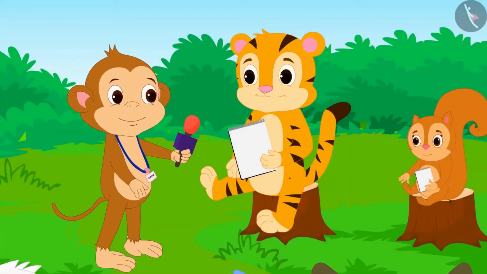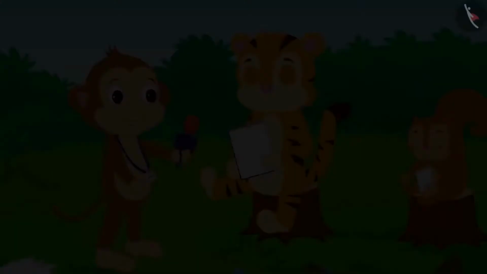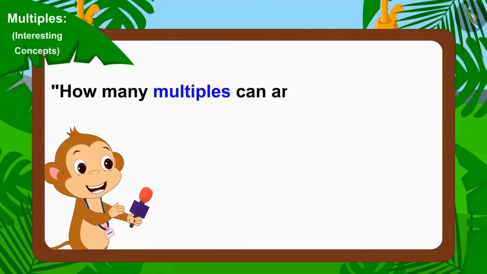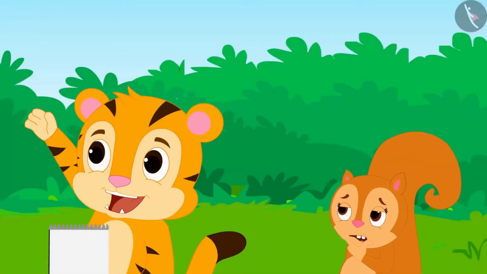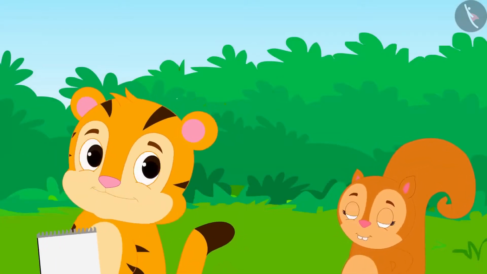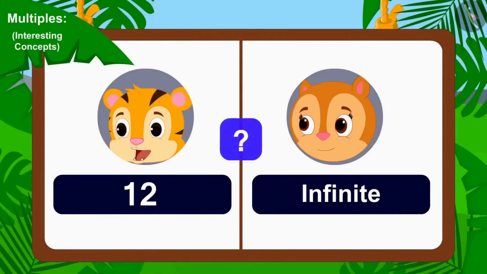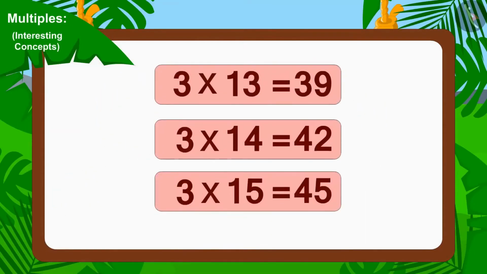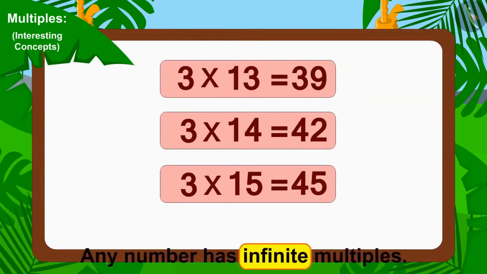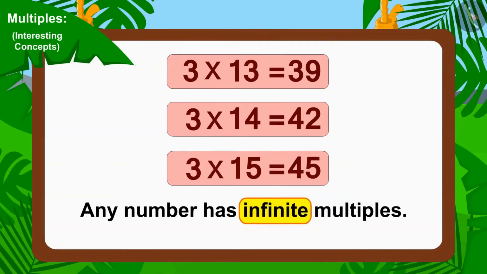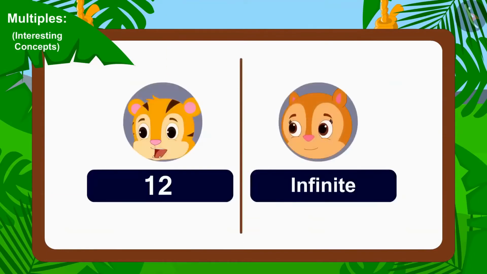Babban asked the next question of the competition. How many multiples can any number have? Sher Khan immediately replied 12 and Chanda answered infinite. Children, can you tell whose answer is correct? We can multiply any number with infinite numbers. So, any number has infinite multiples. This means Chanda's answer is correct.